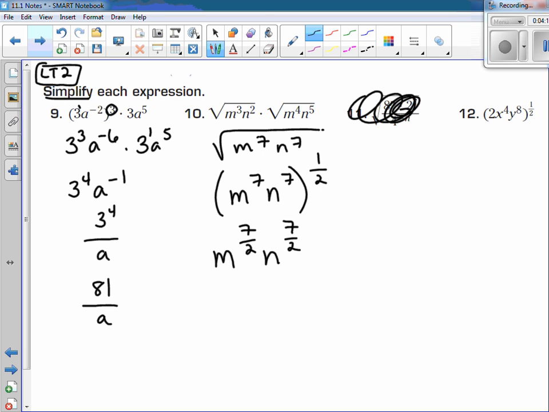And then one more on this side, we have a 1/2 power. You could write that as a square root, but since we have all these exponents on the inside that will probably reduce, we're going to go ahead and multiply by all the exponents. You get 2 to the 1/2, x to the 4/2, y to the 8/2. So when you reduce, you can't take the square root of 2, so 2 to the 1/2 stays. But then you get x squared, y to the 4th, because those fractions reduce. This makes it a little bit neater.